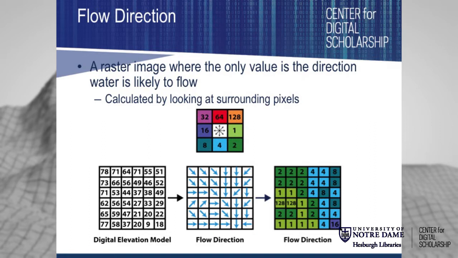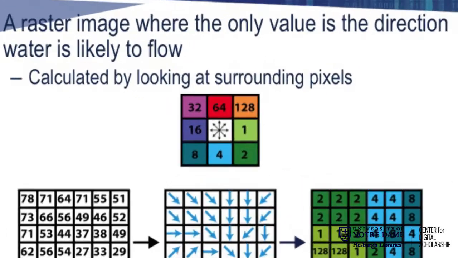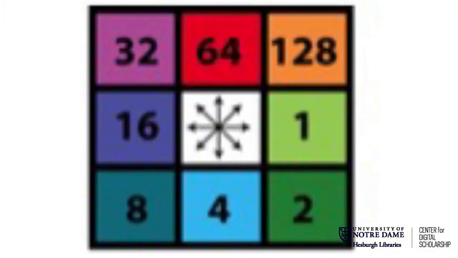Now the way that it's coded is a little bit interesting in ArcGIS. You can see that they're coded with a value of 1 for east, 2 for southeast, 4 for south, 8 for southwest, 16 for west, 32 for northwest, 64 for north, and 128 for northeast.